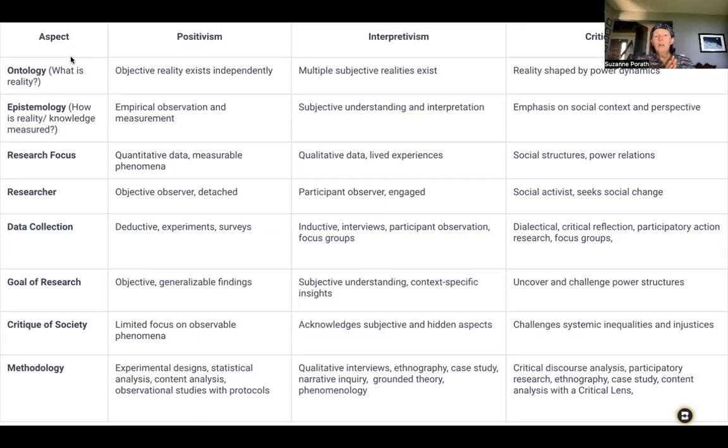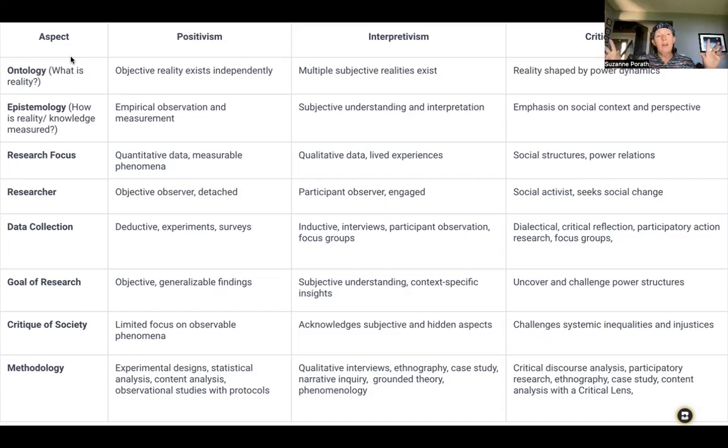For critical theory, the goal of the research is really to uncover and then challenge power structures within the context and the participants. Generally, those theories under positivism are basically saying this is what it is. There's limited focus on changing the situation. Interpretivism acknowledges it and tries to reveal hidden aspects, but may not make changes. But the whole point of research under a critical theory perspective is to change the system, the inequalities and injustices.